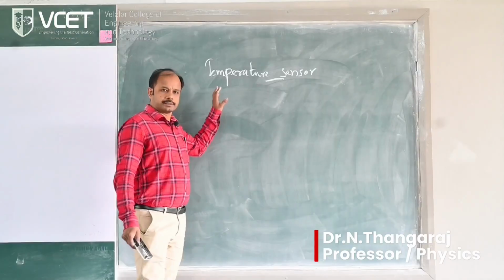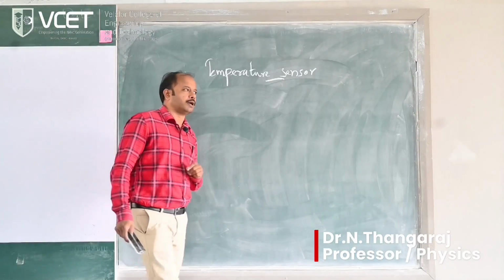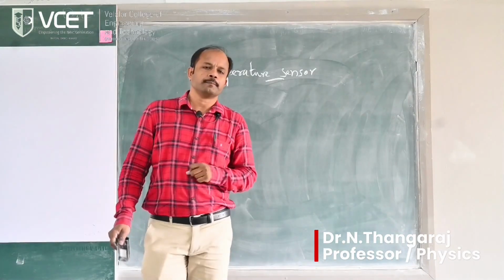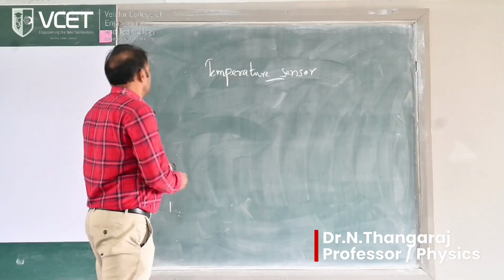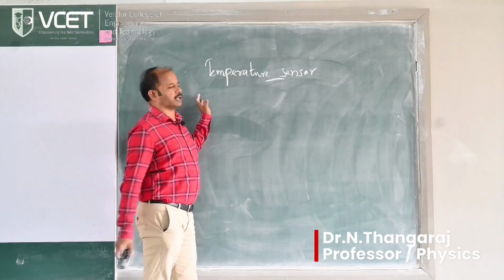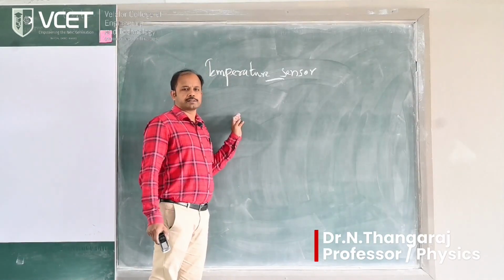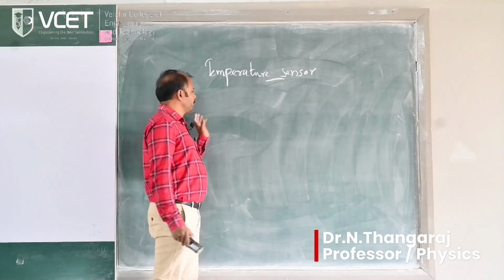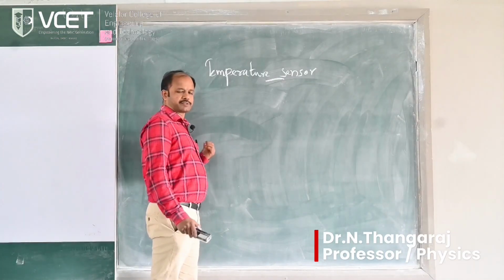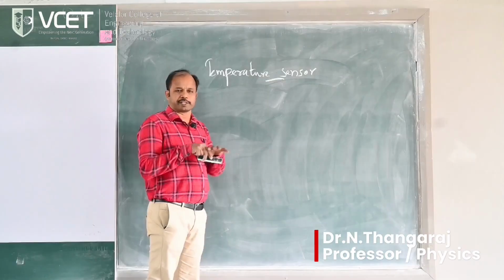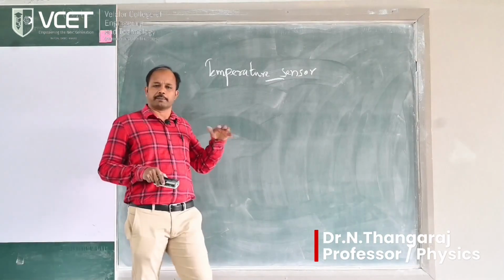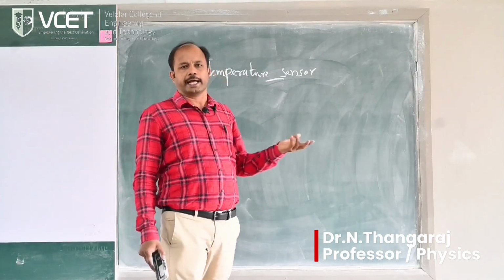The temperature sensor is an application of optical fiber. Here it is based on the principle of interference. When the beams coming out from the reference fiber and test fiber meet, they produce an interference pattern. From the interference pattern we can measure the temperature of any environment.